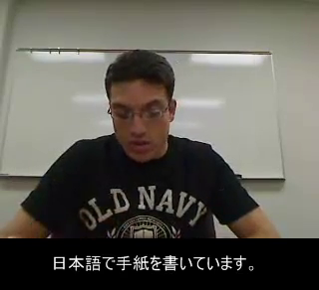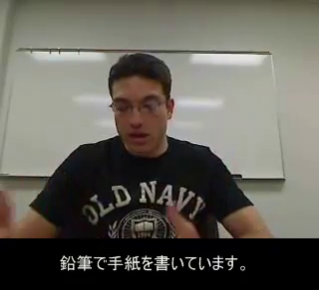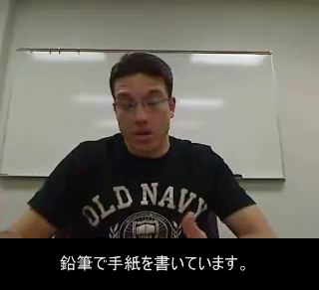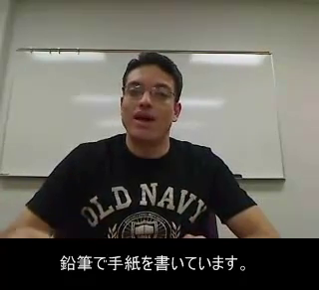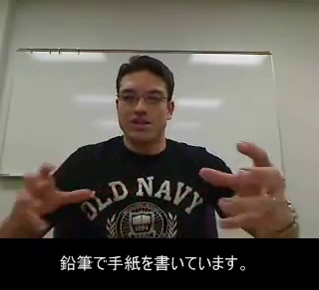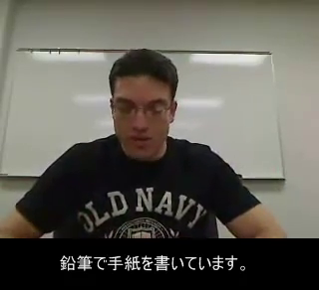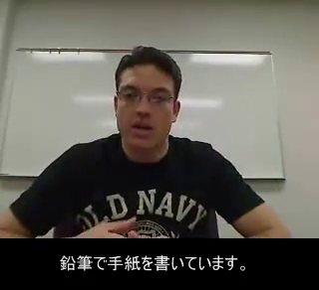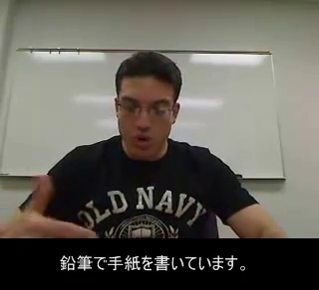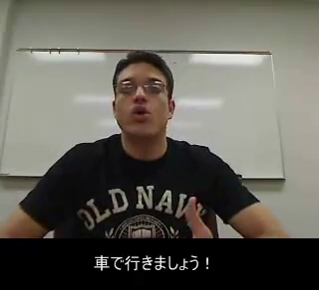You could also say 鉛筆で手紙を書いています because 鉛筆 is a pencil. So you're saying I'm writing the letter with a pencil. Okay, so there are slight variations on the meaning of those things. Okay, another usage of de is things that you're using to move. For example, 車で行きましょう. Let's go by car.